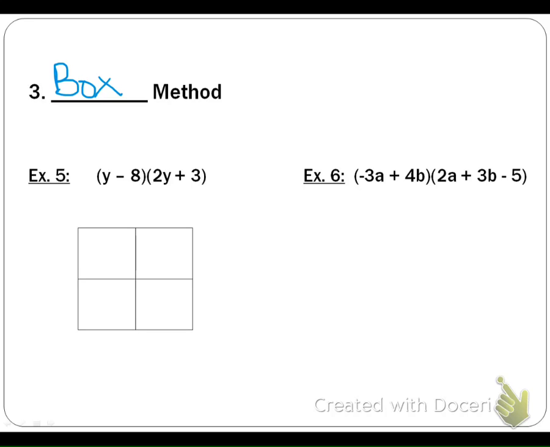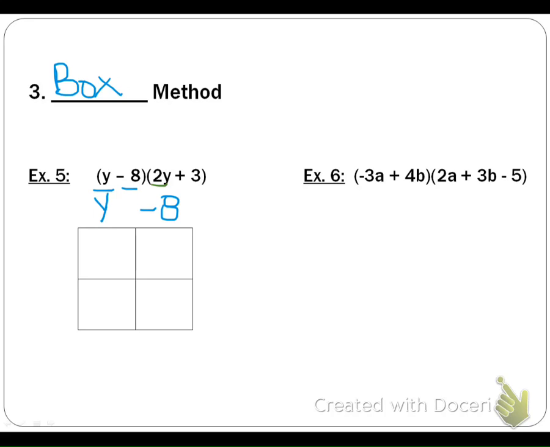So in this method, you have to draw a box that has the same number of columns as one expression and the same number of rows as the other expression. For example, in example 5, we have a two-term expression, so I have two columns. Above each column, I'm going to write the term. So I'm going to write the y, that's the first term, and the -8 is the second term, above each column.